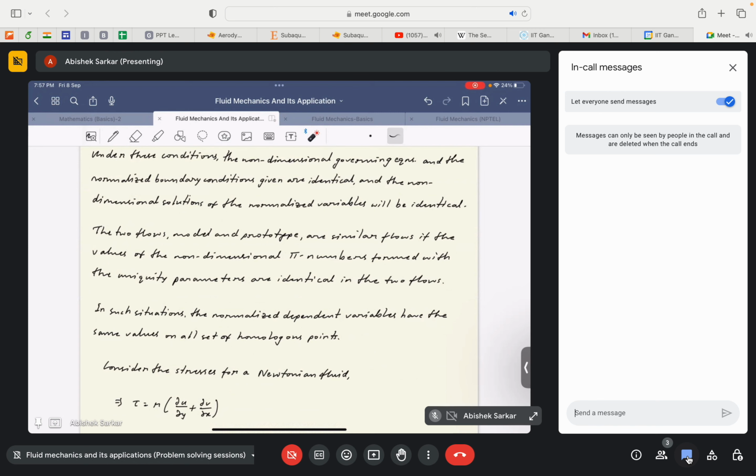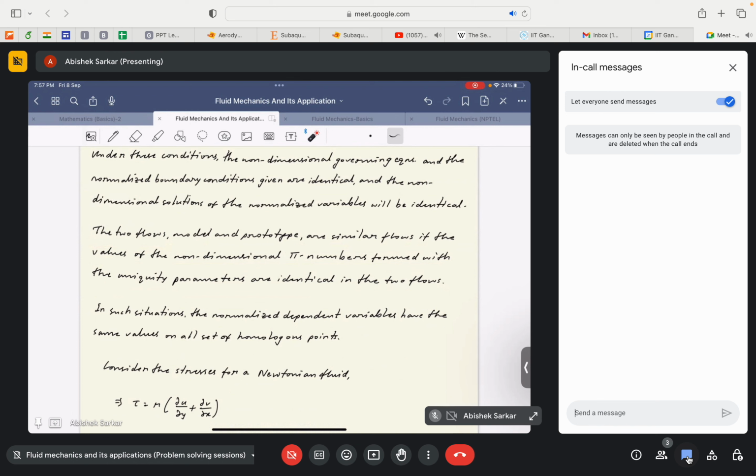Just as I mentioned here, the two flows, that is model and the prototype, are similar flows if the values of the non-dimensional pi numbers formed with the governing parameters are identical in the two flows. This is what we were discussing previously, that if these two non-dimensional numbers are equal in the case of both the prototype and the model, then we can say that the flows are similar.